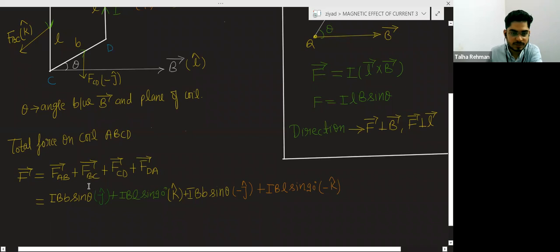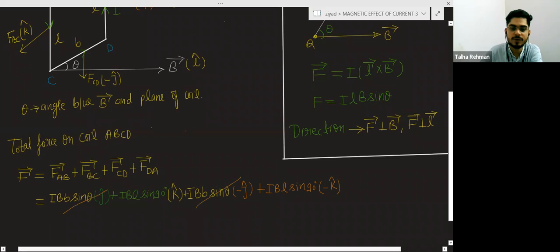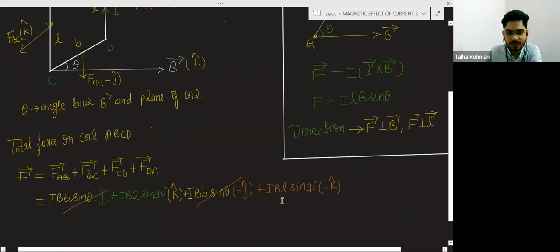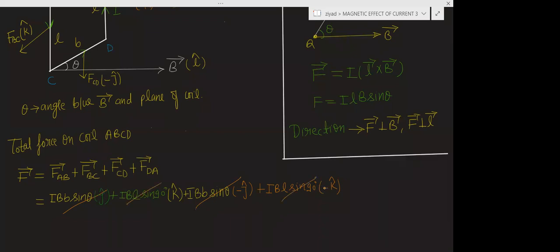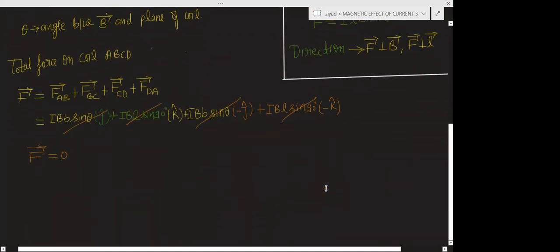Now this is IVV sine theta with J cap, and this is IVV sine theta with minus J cap. This will cancel out. This is IVL sine 90 K cap, and this is IVL sine 90 minus K cap. These cancel. So the net force on the current carrying coil in the magnetic field is 0.